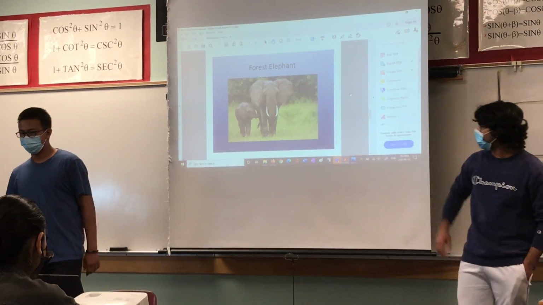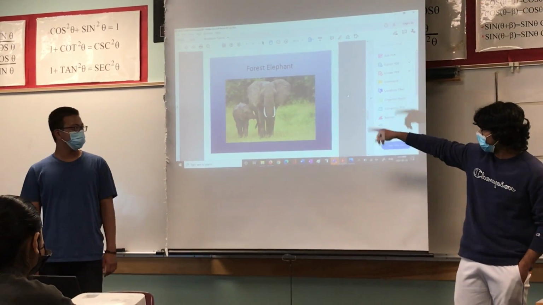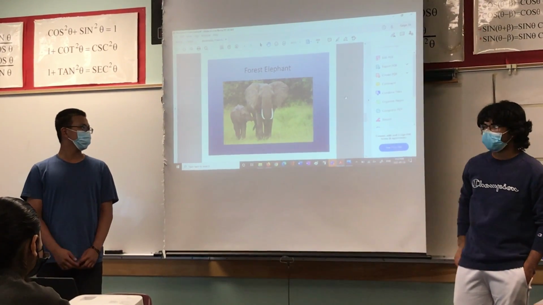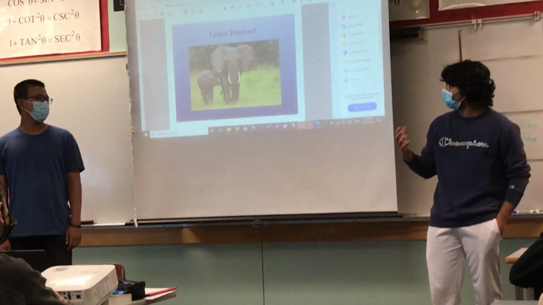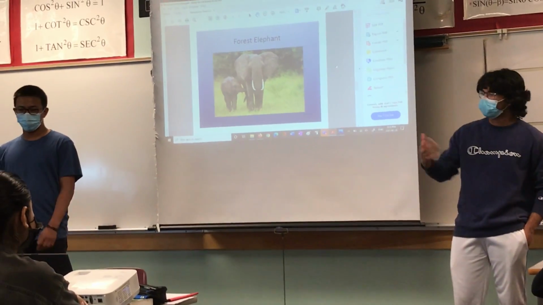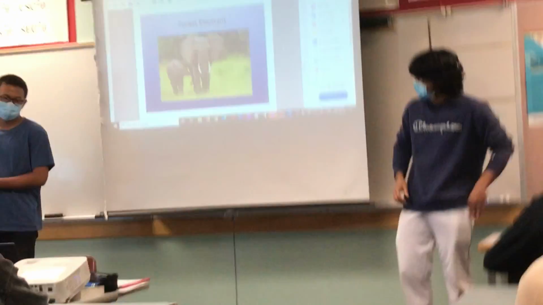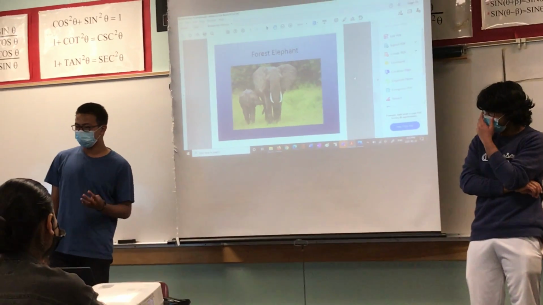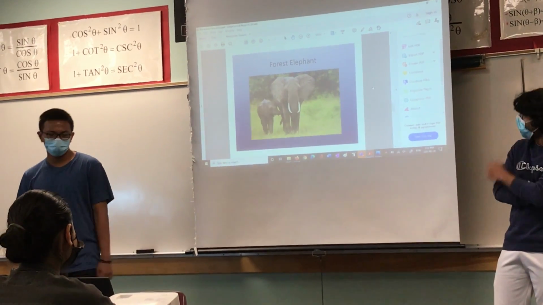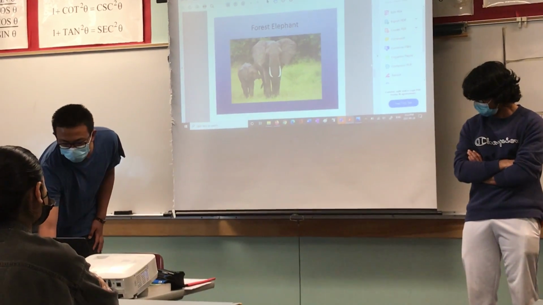Here we have a picture of forest elephants, and if you guys don't know already, the bigger one is the adult, and the smaller one is the child. And something very cool about these creatures is that they have really long trunks. An elephant's trunk is used for breathing, drinking, eating, and grabbing things, especially a potential meal. The trunk alone contains 40,000 muscles.